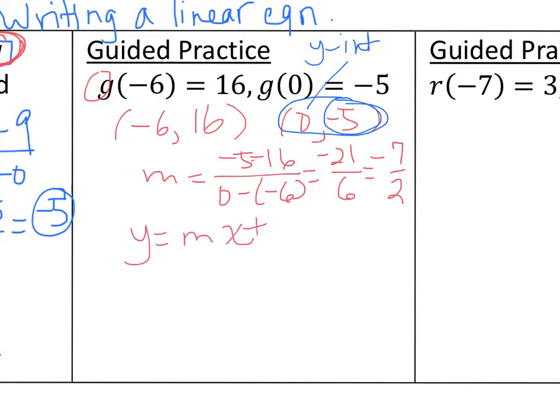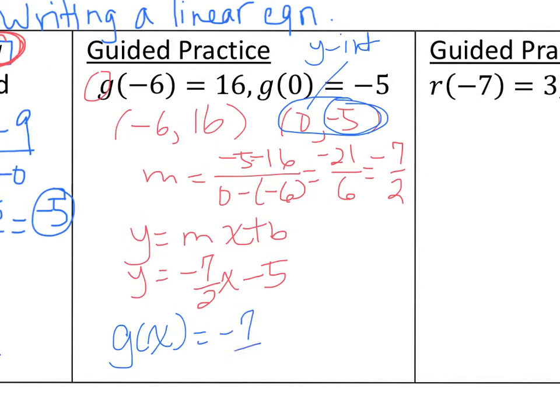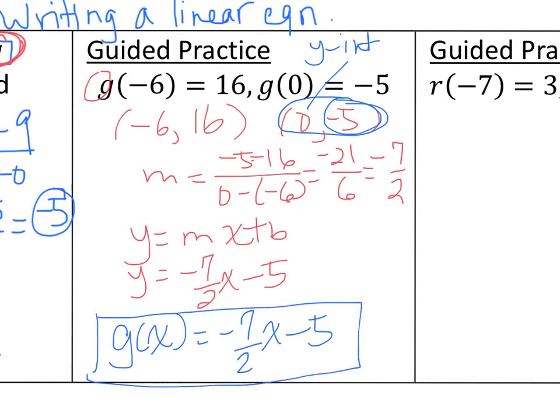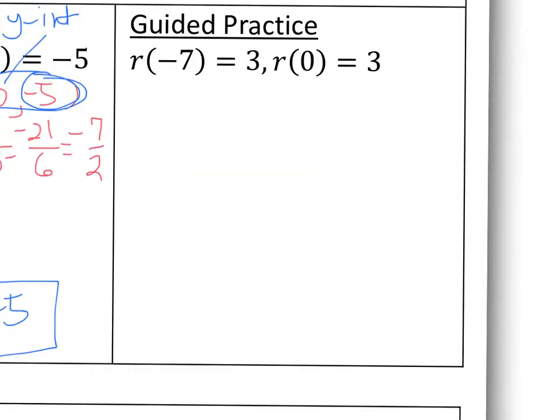Y equals mx plus b. And y is negative 7 over 2 x, and then because it's negative 5. And remember to change this to g of x equals negative 7 over 2x minus 5 for formality. Okay? Gotta use g, because it's g here. Okay, let's do one more problem.